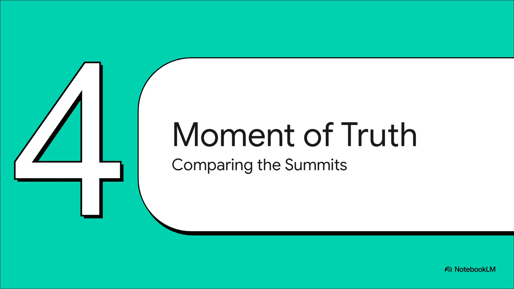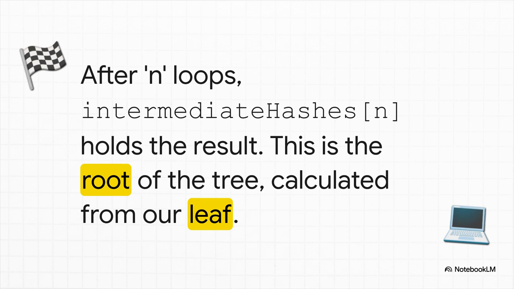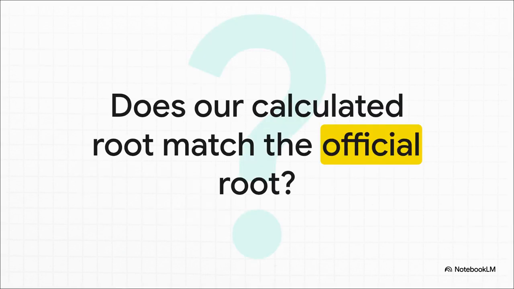All right, after all that climbing, we've made it. We've reached the summit, the code has spit out a final hash, which should be the root of the whole tree. Now comes the moment of truth. So after n loops, 1 for each level of the tree, the code has produced one final single hash. This is the very last value in our intermediate hashes array. It represents the root of the tree, but it's the version we calculated ourselves, starting from our little leaf and following the path.